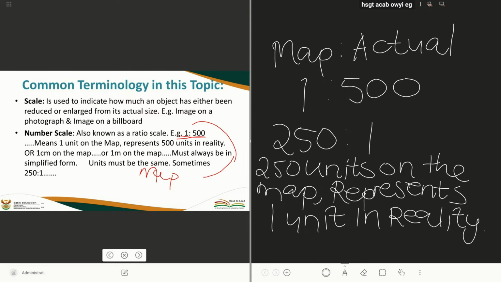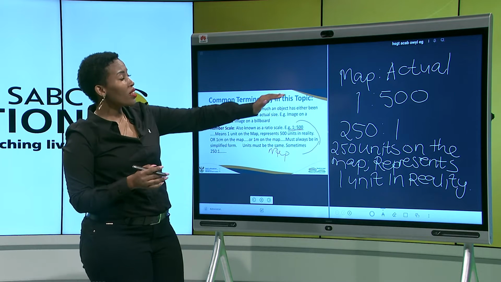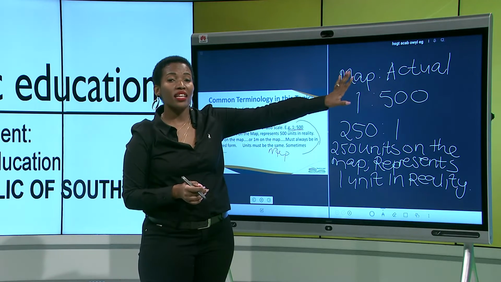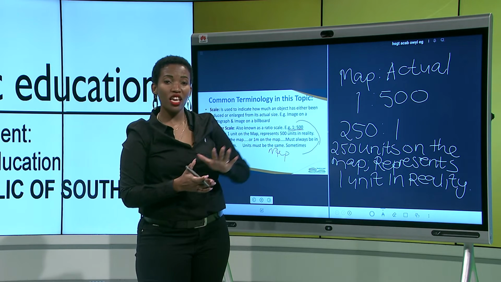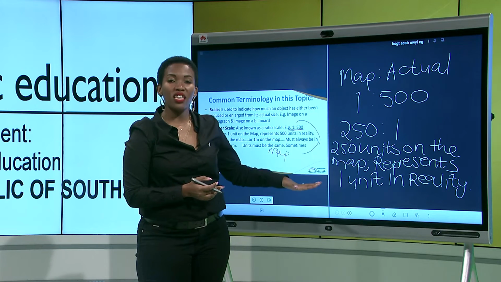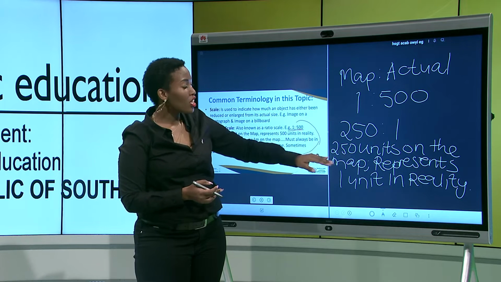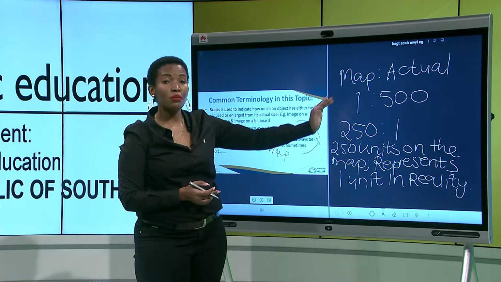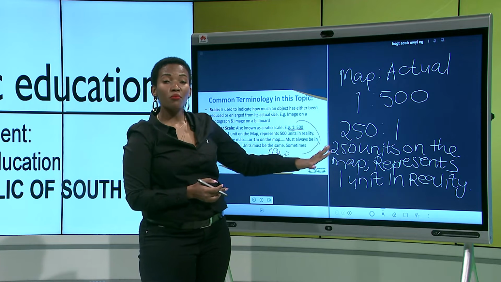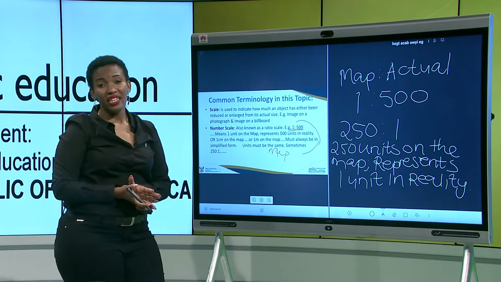I know most of us are familiar with the map distance being smaller than the actual distance. So take note, it will not always be the case. This is the case when an object has been reduced, but if it's like this, when the map distance is bigger than the actual distance, it means now an object has been enlarged.